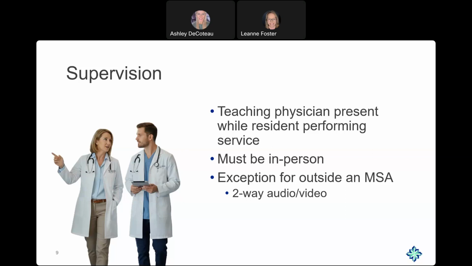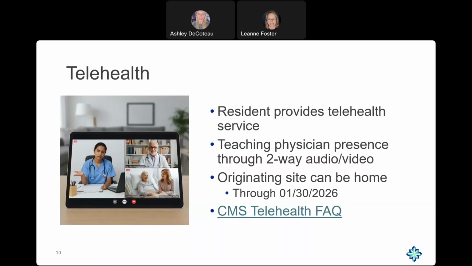Now, if you're outside of an MSA, the exception to the in-person supervision requirement allows for supervision to be done via two-way audio-video communication. You want to make sure the documentation demonstrates that the teaching physician was virtually present to supervise these services outside of an MSA. For services that the resident is providing via telehealth, the teaching physician's presence may be through two-way audio-video communication.